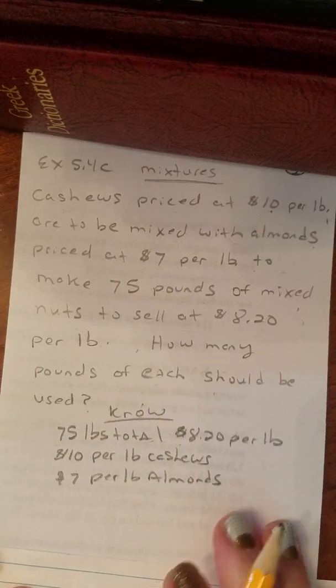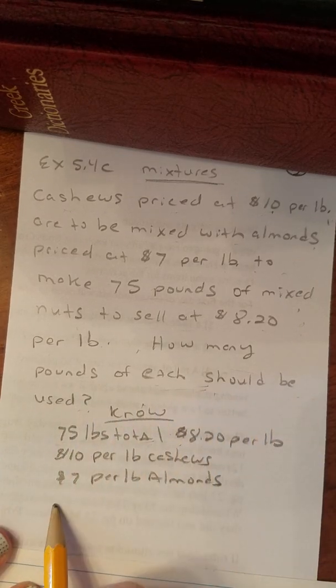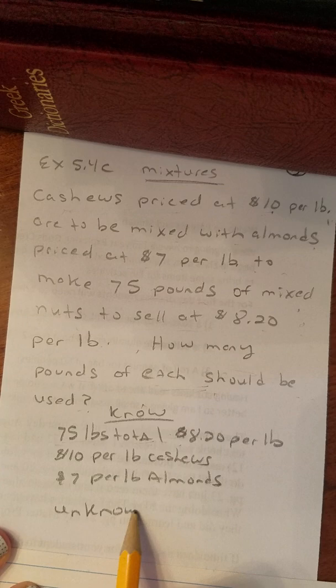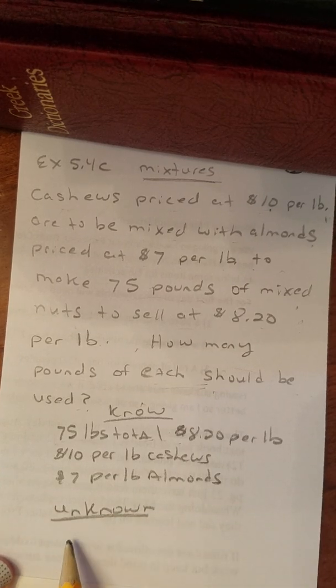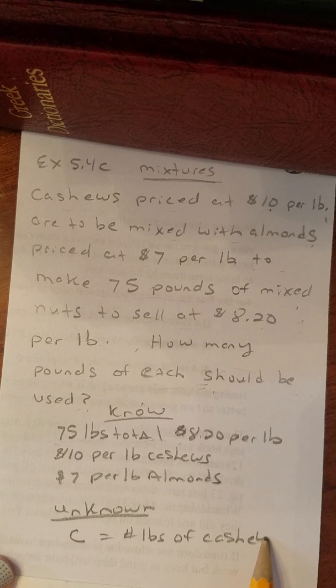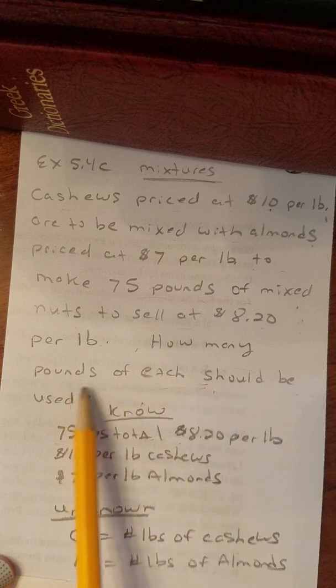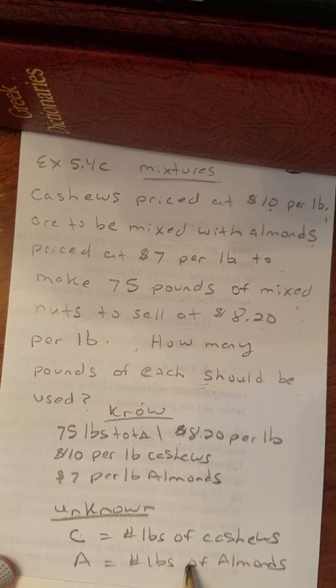What we don't know is how many pounds of cashews we have. So what's unknown? I'm going to let C represent the number of pounds of cashews. And I'm going to let A represent the number of pounds of almonds. That's what they're asking for. So here are my two variables. How many pounds of each should be used? So this is my unknown.